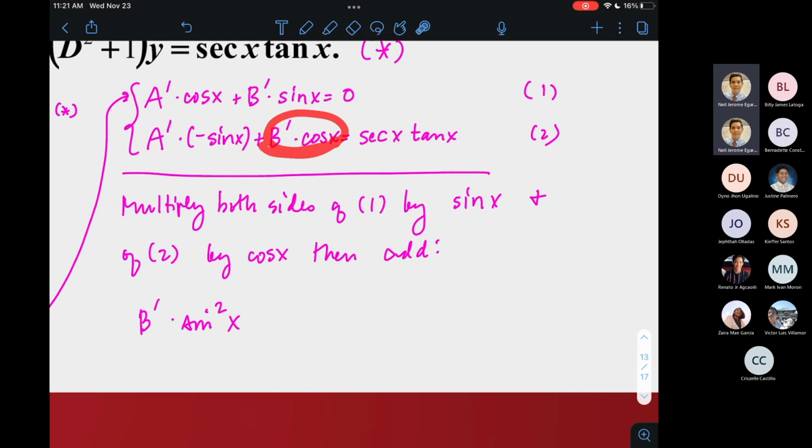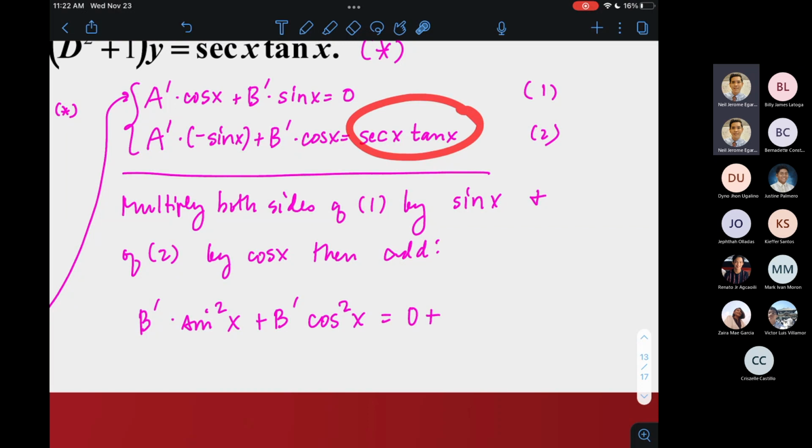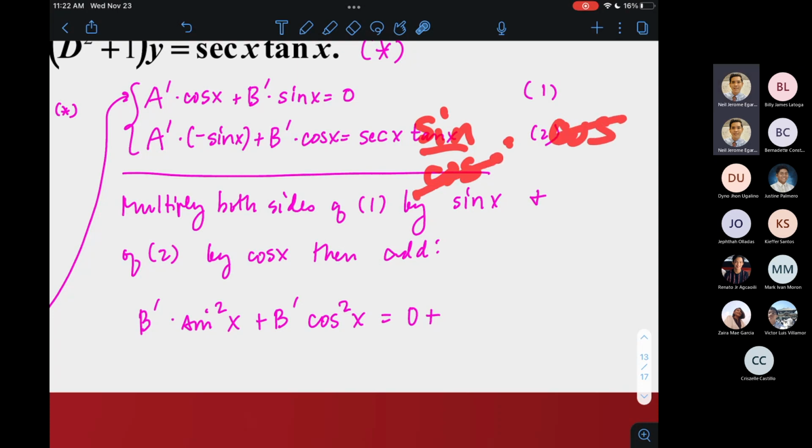Then this one, multiplied by cosine, so we'll have plus b prime cosine squared x. Then we add, so that the terms with a prime cancel. So equals 0 plus, this is multiplied by cosine. When it's multiplied by cosine, this is sine over cosine, so it's multiplied by cosine. Sine secant. Tama ba? Sine secant.